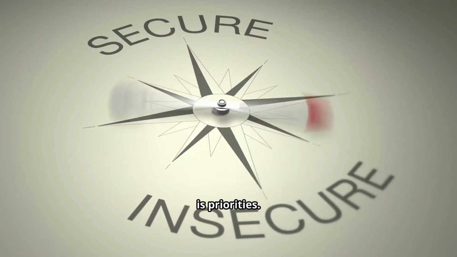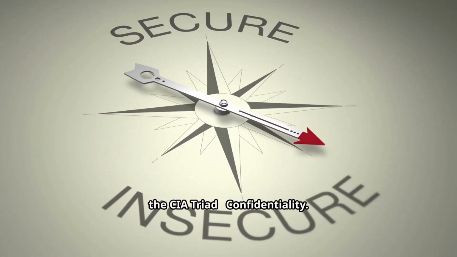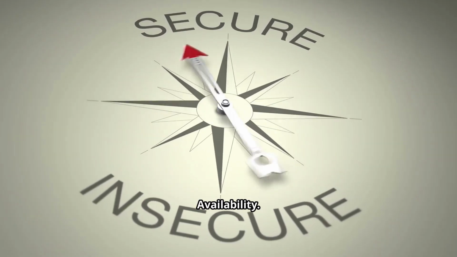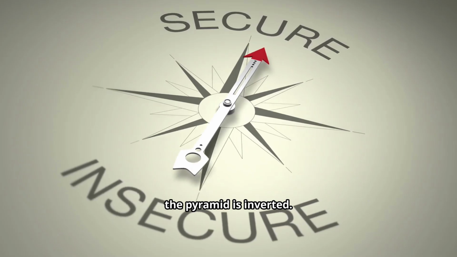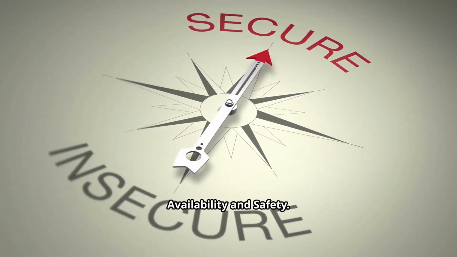The core difference is priorities. In the IT world, we often talk about the CIA triad: confidentiality, integrity, availability. In OT, the pyramid is inverted. OT's top priority: availability and safety.